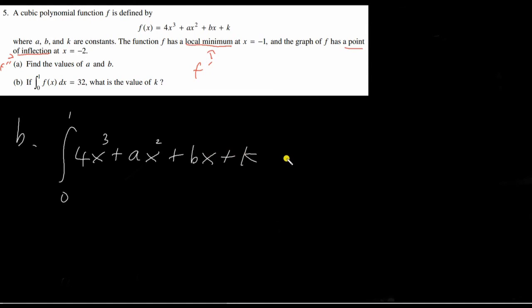Alright, now looking at part b. If the integral from 0 to 1 of f of x dx is 32, what is the value of k? It's not immediately clear what we're supposed to do. So let's just take what we know: f of x is equal to this stuff. Let's plug it in for f of x and see what happens. So 0 to 1, and for f of x we'll put 4x cubed plus ax squared plus bx plus k.